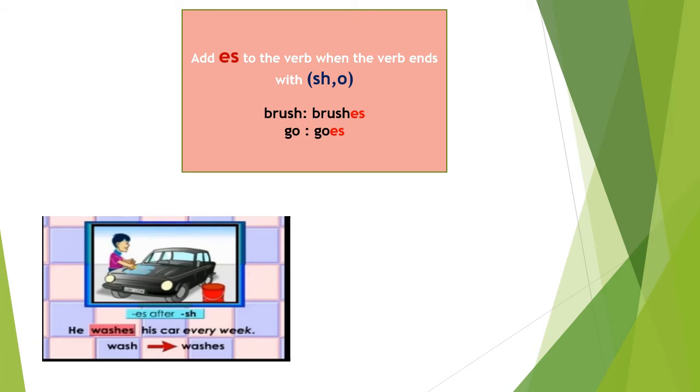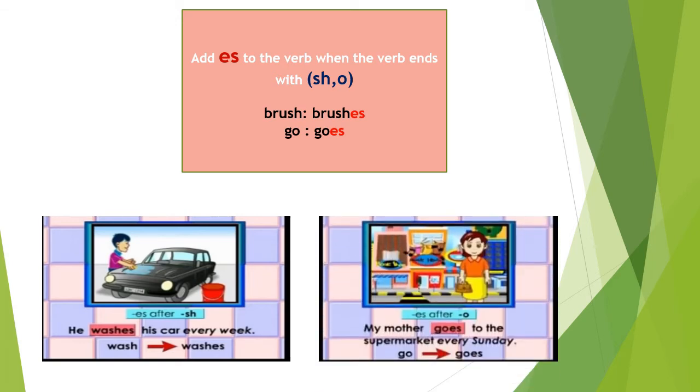He washes his car every week. The verb here is wash. Wash ends with sh. So we add es. Washes. My mother goes to the supermarket every Sunday. The verb here is go. Ends with o. So we add es after o.